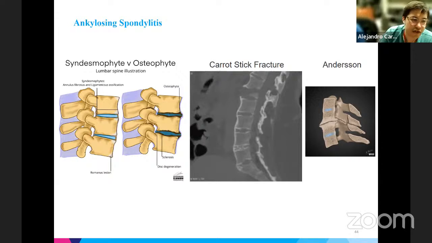And as mentioned, these patients are at high risk for fracture. They often develop these fractures seen here, which are termed carrot stick fractures. Maybe you can just imagine a carrot snapping. And sometimes these stress fractures heal over time to form these Anderson lesions.